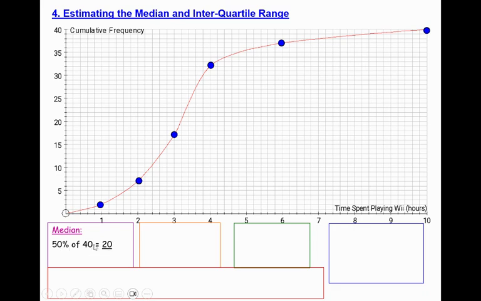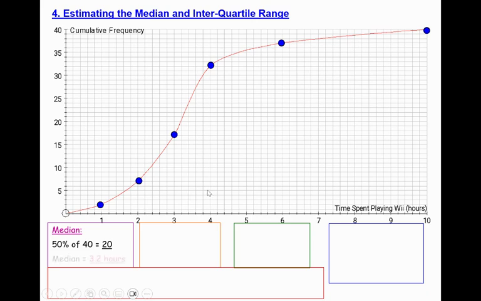Now, we know that this number is just 20, but this is not the median, okay? This is just telling me that this is half of the 40 students that we're looking at. We're looking at the median time, okay? So this is a big mistake that most students will make. They just take 50% of 40 and they say, oh, there we go, that's the median. But that's not what we want. We want the median time.